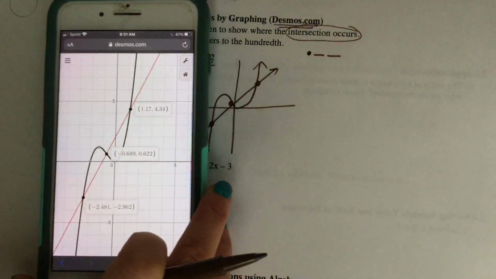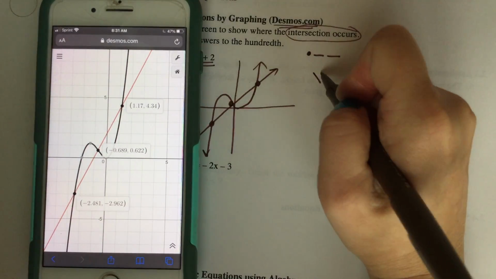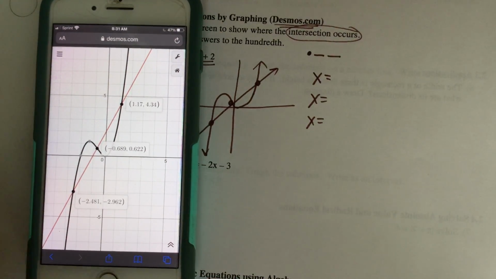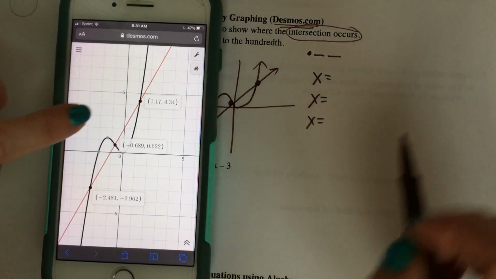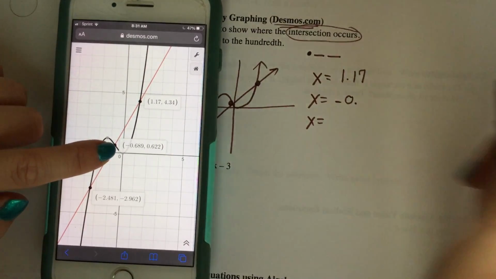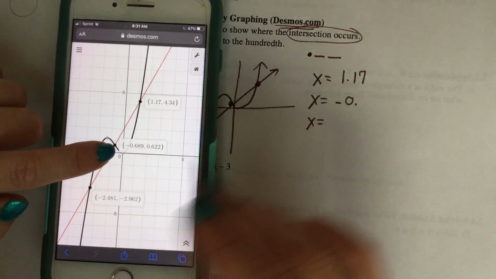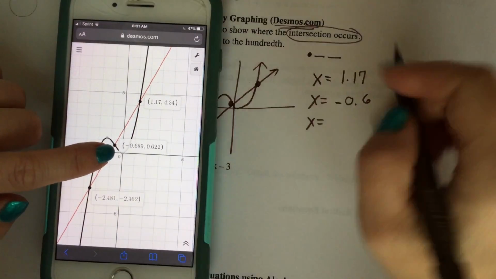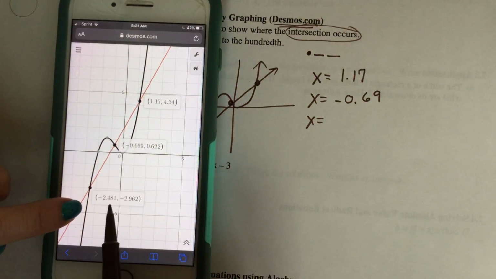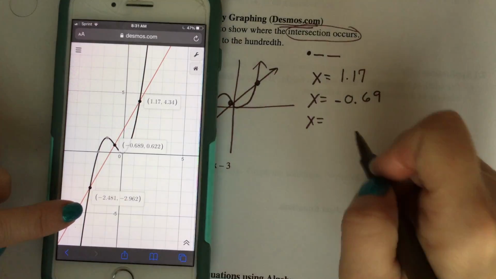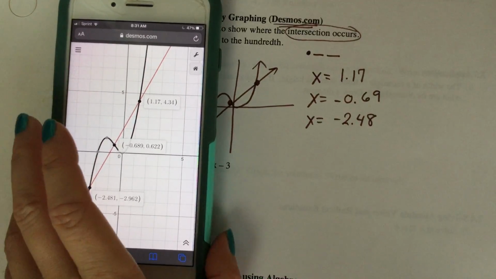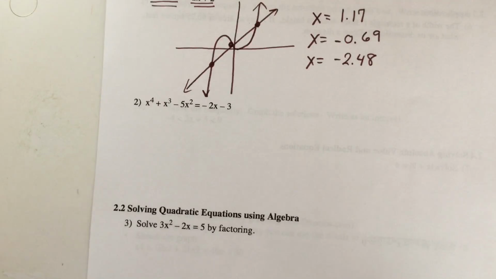So again, you sketch your screen so you get the general shape. Then you state your solutions rounded to the 100th. Our solutions are the x values for the intersection. Here it's 1.17. Here it's negative 0.689, so the 9 would bump the 8 to a 9, so it's negative 0.69. Here, this 1 is not enough to bump that 8, so it would be negative 2.48. There is one example. Let's make sure that we've totally got this, and let's do one more.